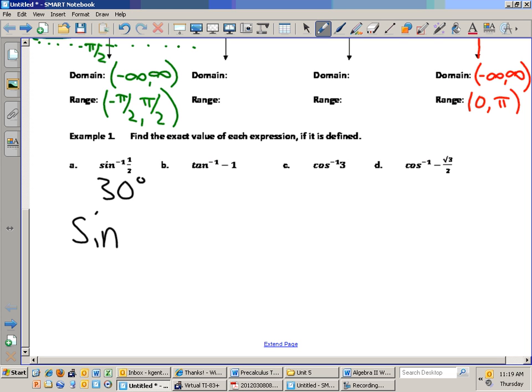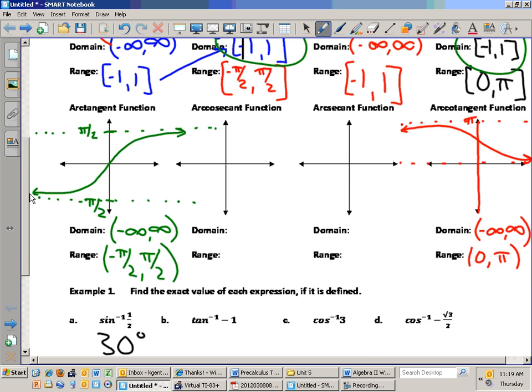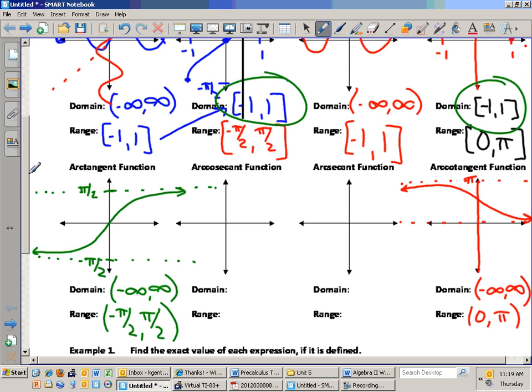I'm going to write down another problem below it. Sine inverse of negative 1/2. Look on your sheet. How many places is sine equal to negative 1/2? 2. What are those values? 210 and 330 degrees. Now look at this, you guys. 210 and 330 degrees. Are either one of those between negative 90 and positive 90? No. So let's try it on our calculator.